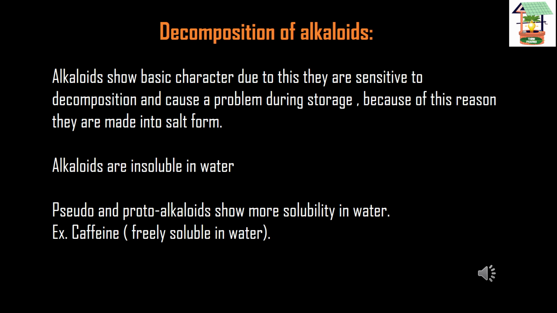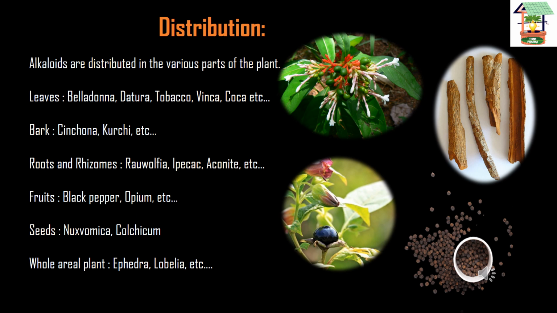The alkaloids are distributed in various parts of the plant, as we have already discussed in the introduction. The phytopharmaceuticals or chemical constituents are derived from different natural sources like plants, animals, minerals, all that we have learned. And these alkaloids are distributed in several parts like leaves, flowers, bark, roots, rhizomes, seeds, all these things.